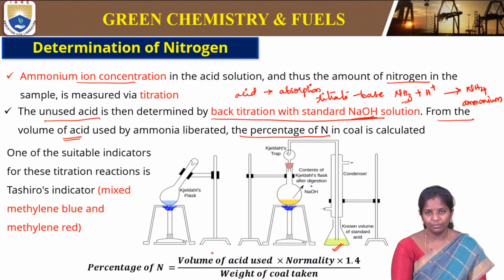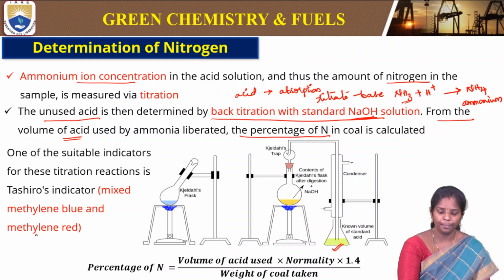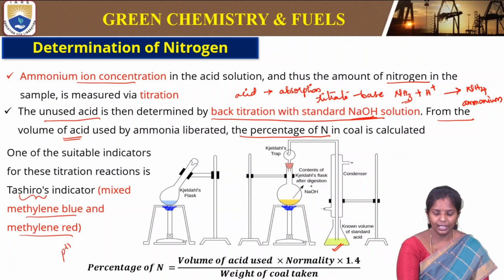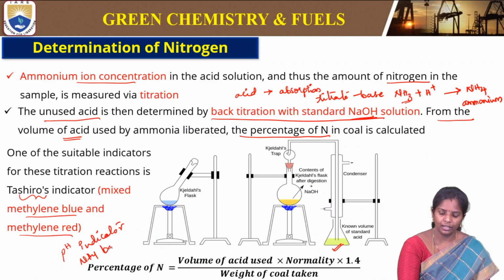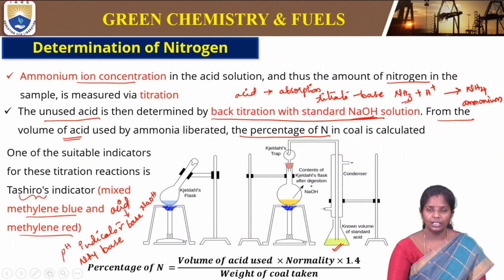Whenever we are doing an acid-base titration, we have to use indicators for the endpoint. So what indicator are we using here? Tashiro's indicator, which is nothing but mixed methylene blue and methylene red. This is a pH indicator. Why are we using a pH indicator? Because initially it is a base, the ammonium ion is a base. Acid is titrated with a base like sodium hydroxide, so it gives an exact endpoint to obtain the amount of nitrogen present.